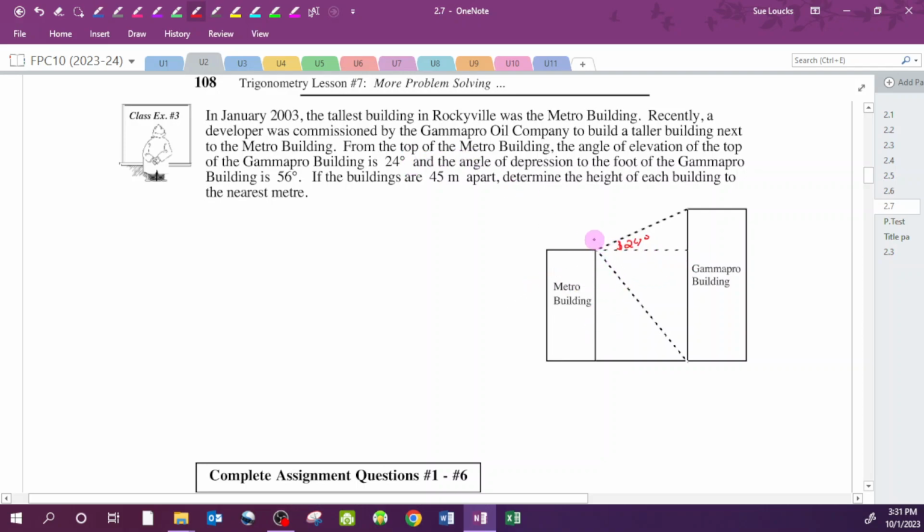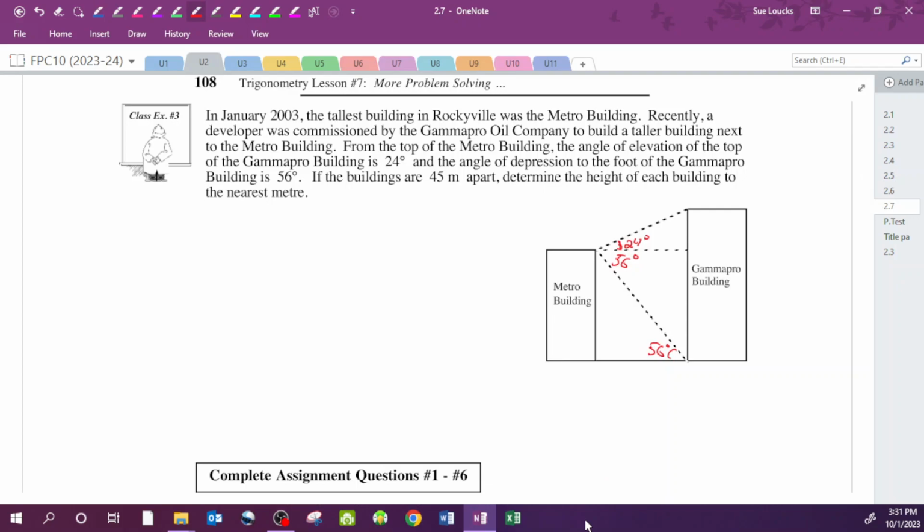Now remember, the angle of depression is the one between the horizontal and going down. So this is 56 degrees. It's not this one. It's never the one between the vertical and something. It's always between the horizontal. But we also know that the other side of the Z, well, it's kind of a backward Z, this angle down here is also going to be 56 degrees. So I'm just going to write that one in there right now.